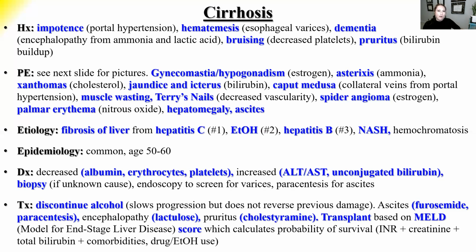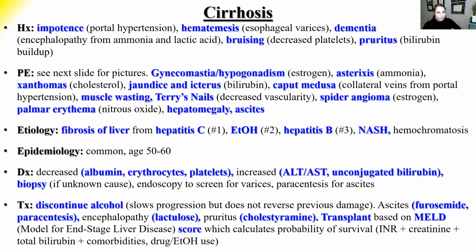Treatment for this, if they're an alcoholic, you want to slow the progression, but discontinuing alcohol does not reverse the previous damage. That's hard to do a lot of times because a chronic alcoholic is how they get this. The ascites you can treat with furosemide or paracentesis to help get that fluid out of the system. The encephalopathy you treat with lactulose because it's a buildup of lactic acid. Lactulose helps to degrade that. The pruritus, we can treat that with cholestyramine that helps to break down the bilirubin.